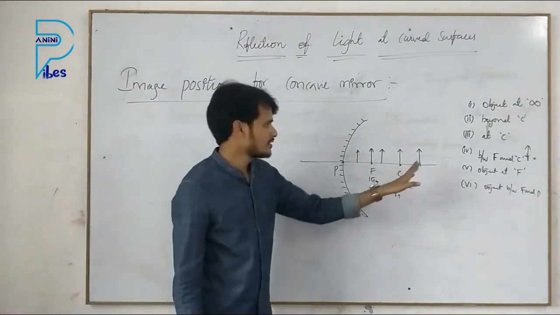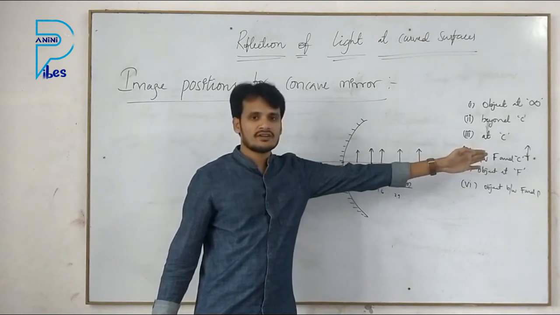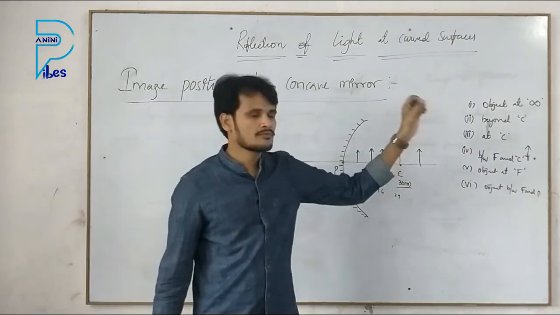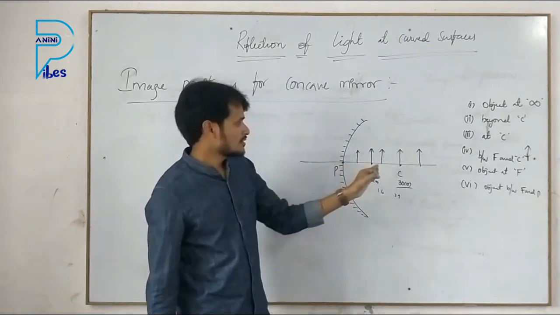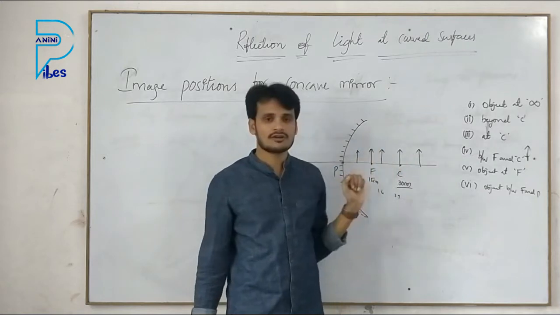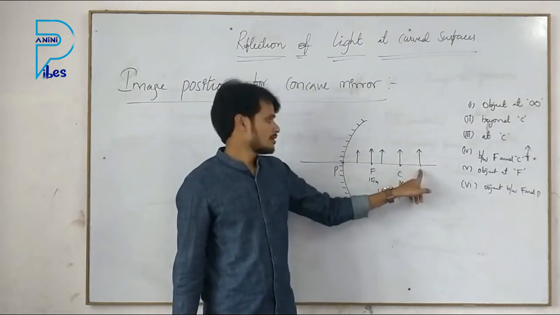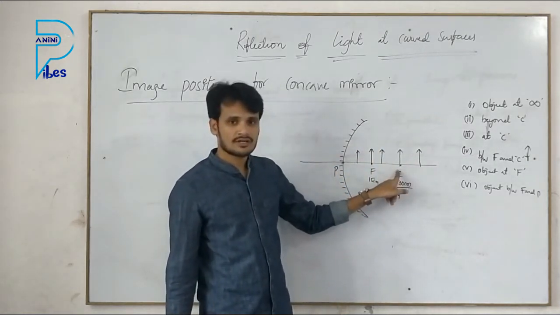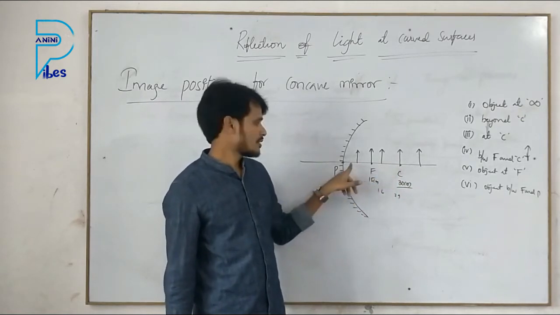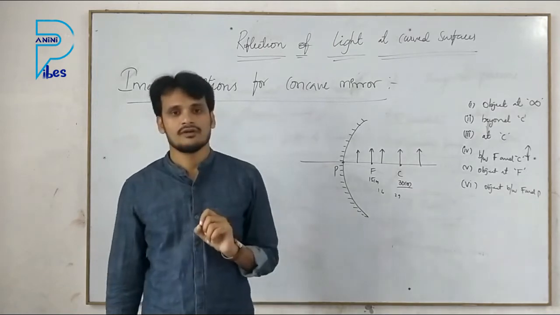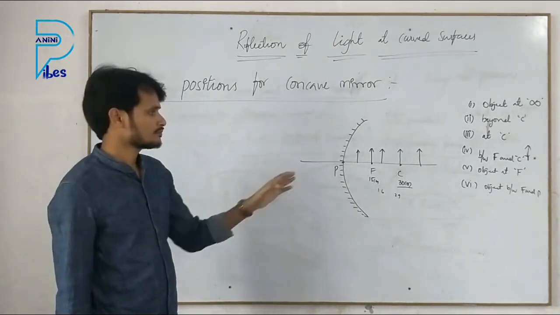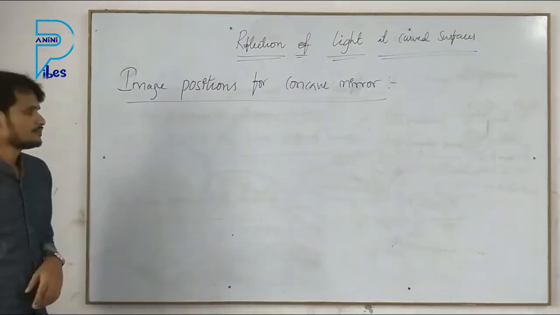Let's see once again. Object placed at infinity, where the object distance is not mentioned, is considered object at infinity. The second case is object beyond C. Object at C, if you are placing the object at C. Object placed between F and C. Object placed at F. Object placed between P and F. Let's see the image positions for a concave mirror using these 6 positions.